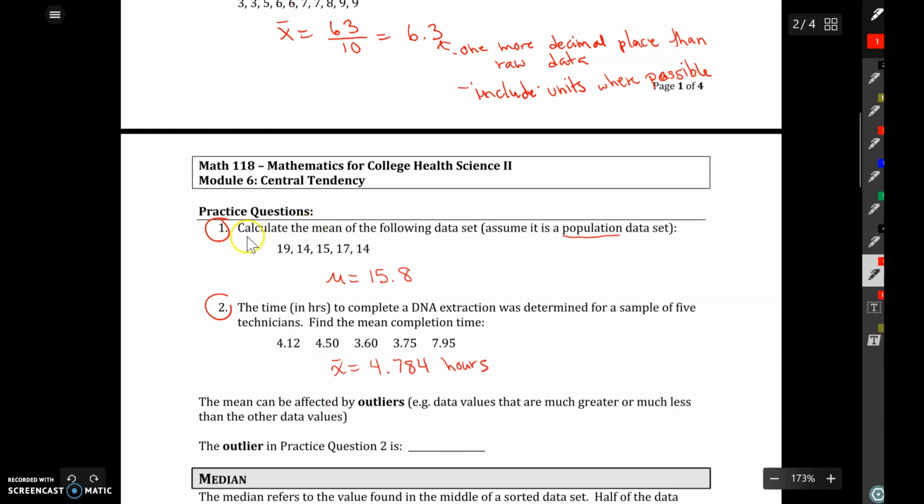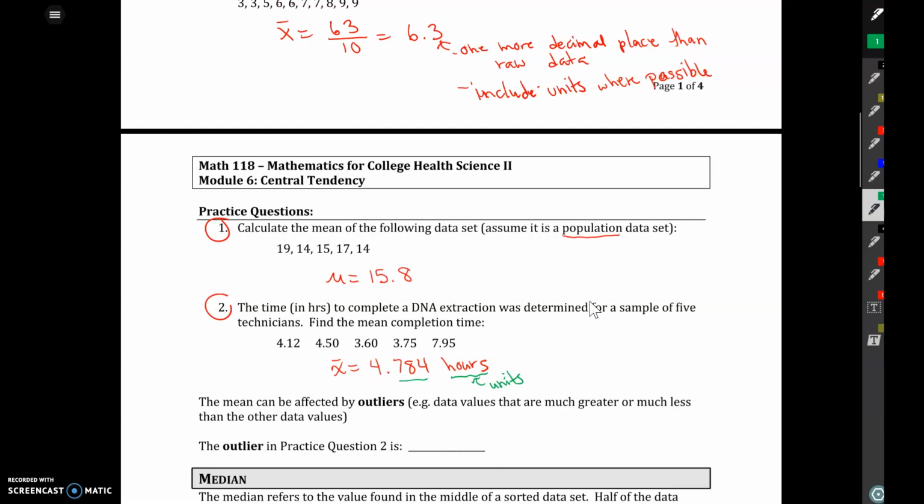Okay, great work. The answer for the first one is mu equals 15.8, because it's a population data set, so we're representing mean by mu. For the second example, we've got the DNA extraction times for a sample of 5 technicians, so we're using X bar for mean. X bar is equal to 4.784 hours. Notice that I'm reporting my answer to 3 decimal places because it's one more decimal place than what the raw data was in. I'm also including units since I know what my values are measured in from the raw data.